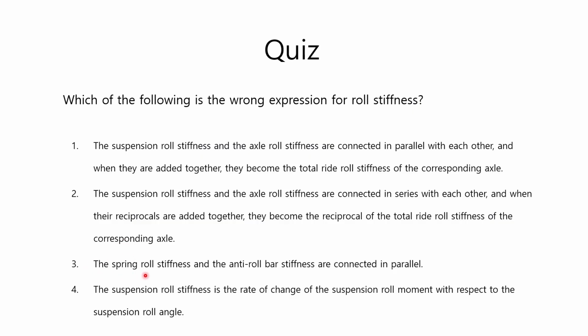Third, the spring roll stiffness and the anti-roll bar stiffness are connected in parallel. Fourth, the suspension roll stiffness is the rate of change of the suspension roll moment with respect to the suspension roll angle. Please choose one wrong expression among these.